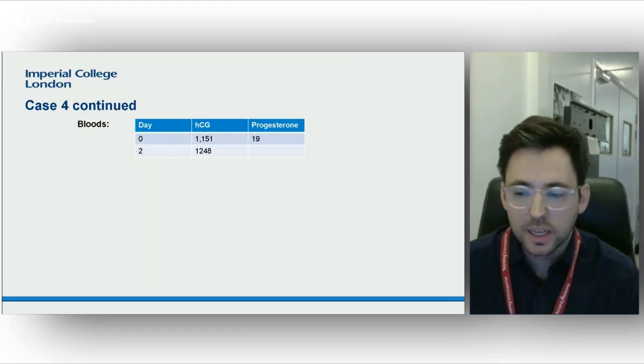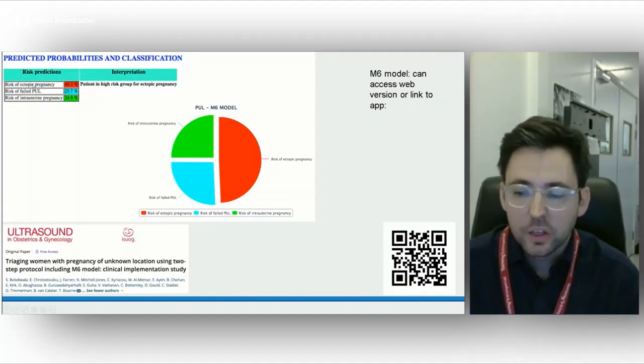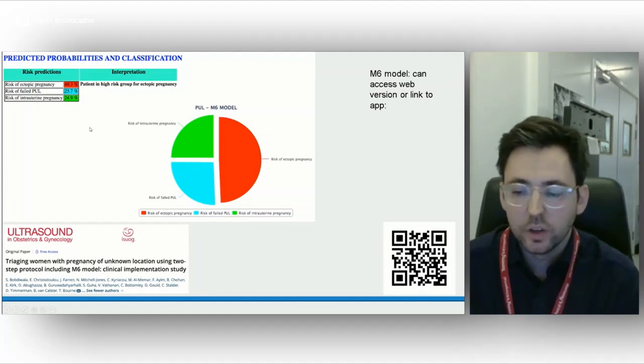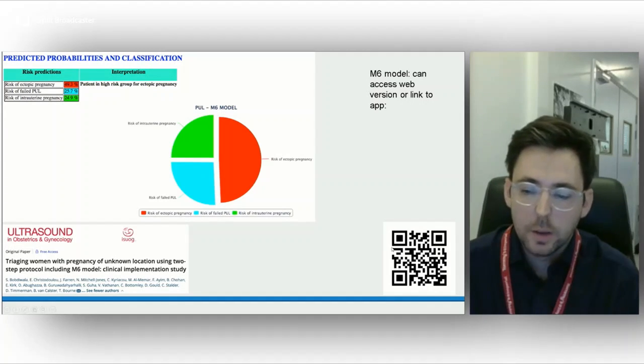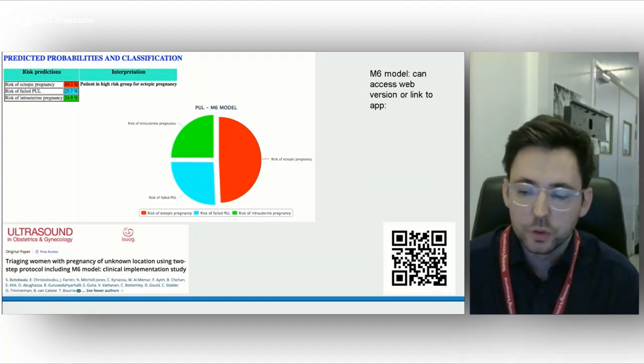This was then again inserted into the M6 model, which gives us the following risk stratification. You can see here the risk of ectopic is 49.3%, of a failing pregnancy of unknown location 26%, and a possible intrauterine of 24.9%. The model stratifies at less than 5% risk that this is low risk, but these patients are also safety netted with a pregnancy test at 2 weeks.